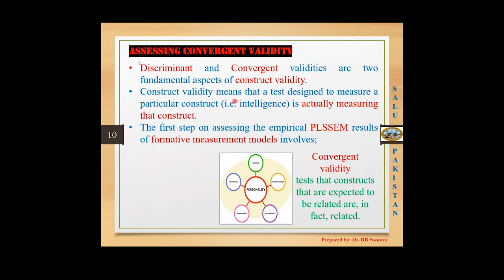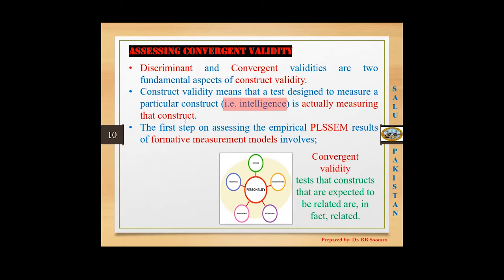Basically, discriminant and convergent validity are the two aspects of construct validity. When we talk about construct validity, or validating your construct, two things are there: convergent and discriminant validity. Discriminant validity talks about how one construct is different from another construct. And construct validity means whether a test designed to measure a particular construct is actually measuring that construct or not.